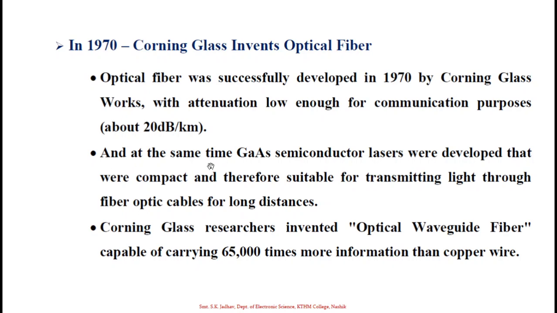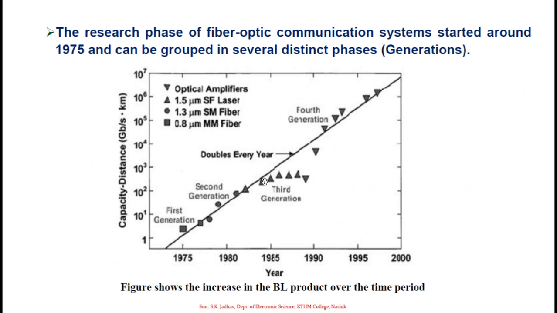And at the same time, gallium arsenide semiconductor lasers were developed that were compact and therefore suitable for transmitting light through fiber optic cables for long distances. Corning Glass researchers invented optical waveguide fiber capable of carrying 65,000 times more information than copper wire.